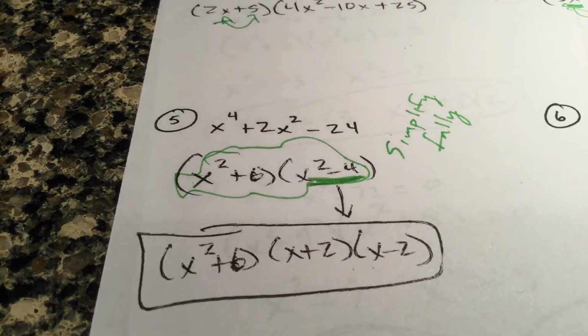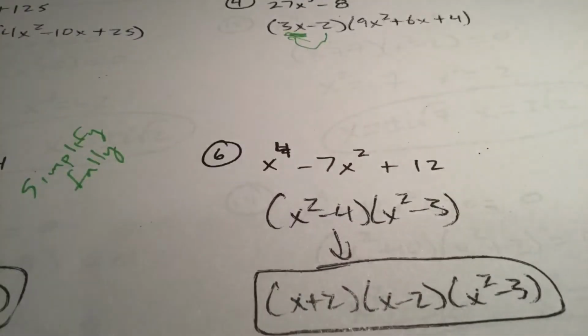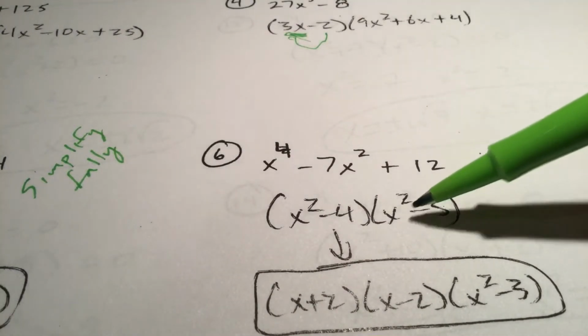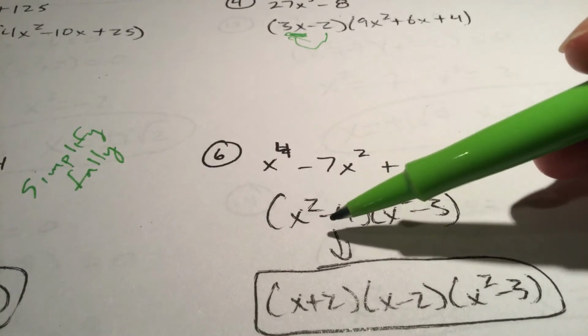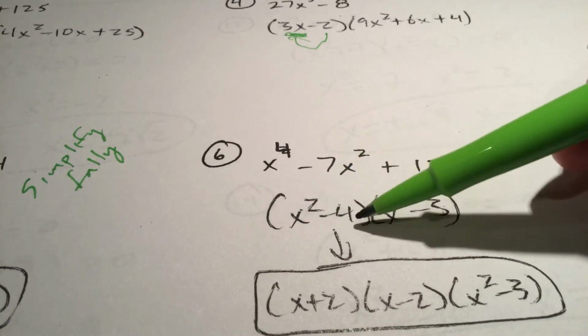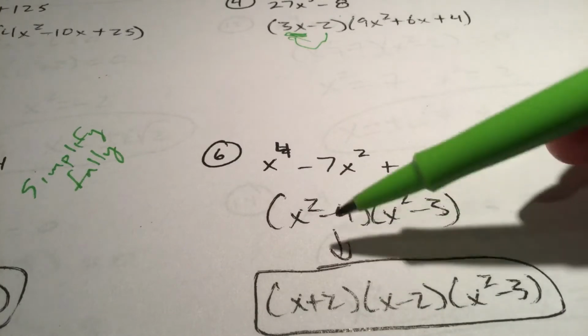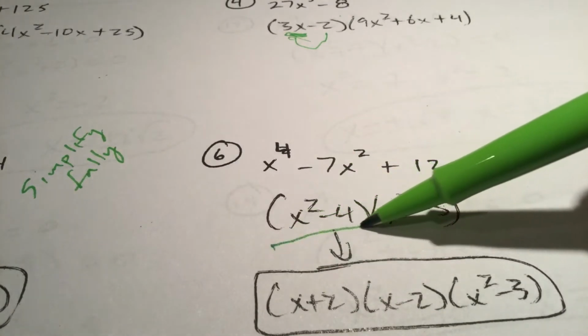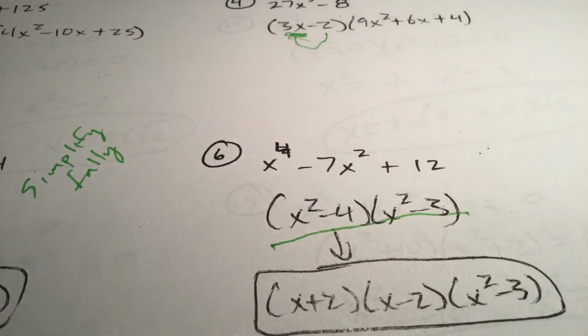All right, so same deal on 6. What multiplies to 12 and adds to negative 7? That'd be negative 3 and negative 4. Then x squared minus 4, the difference of two perfect squares, can be written as x plus 2, x minus 2. If I don't say simplify fully, you can leave that answer.